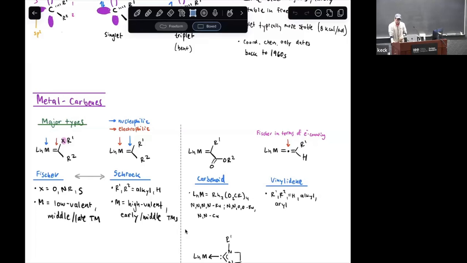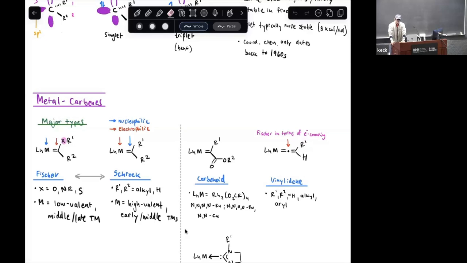The consequence of this is that what I have drawn here as a metal carbon double bond can alternatively be viewed as a dative bond, and that bond between metal and carbon is relatively weak and relatively long. Then on the opposite extreme, everything is flipped. You have the Schrock type carbene, early transition metal to middle of the periodic table. The groups that are typically on R1 and R2 are alkyl or H. If it's alkyl, it's called an alkylidene. If it's H, it's called a methylidyne.